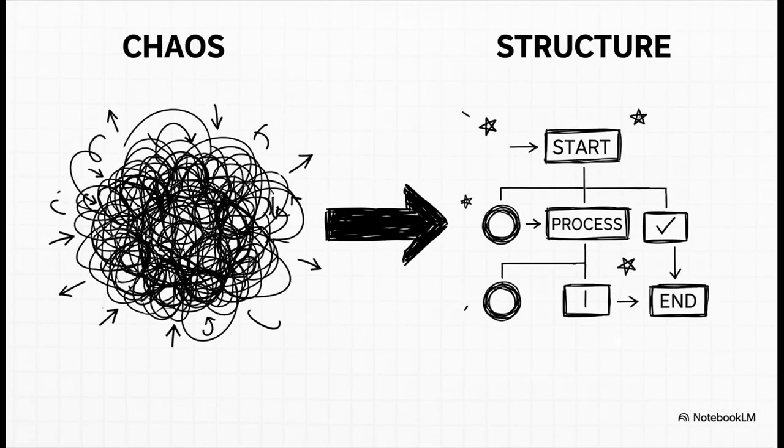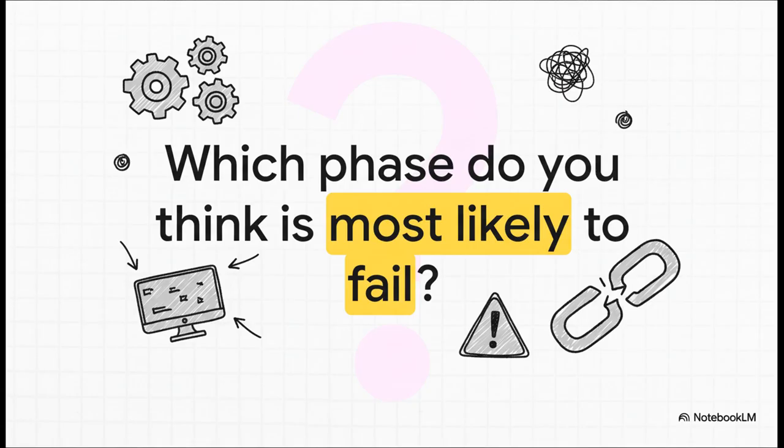So, to wrap it all up, ALM provides that structured, predictable framework for what can often be a really complex and chaotic process. It's really the difference between a project that's well managed and one that's a potential disaster waiting to happen. And that's our complete tour of the application lifecycle management process. Now that you've seen all the stages from start to finish, I'll leave you with a question to chew on. Which one of these phases do you think is the most likely to fail?